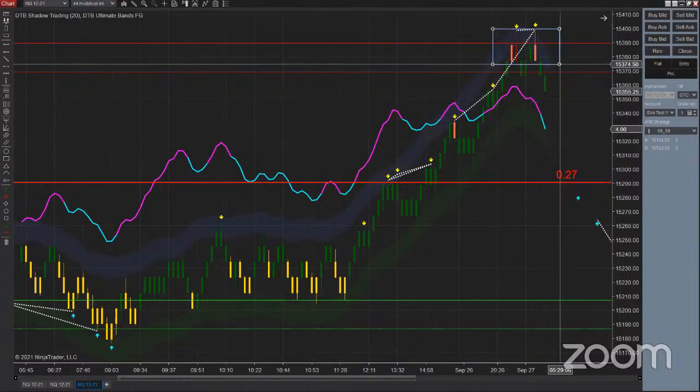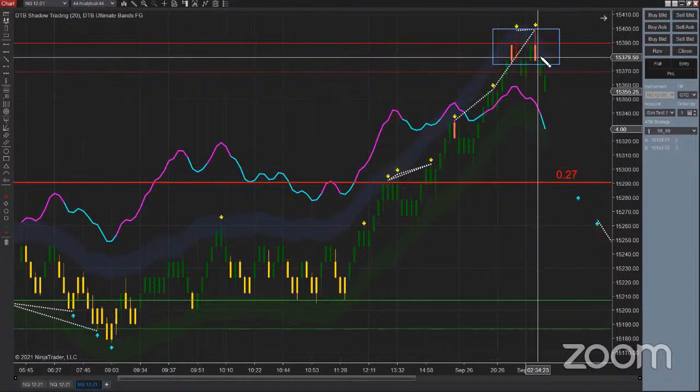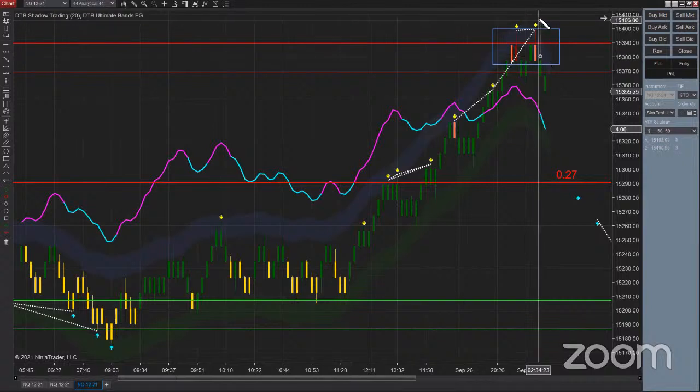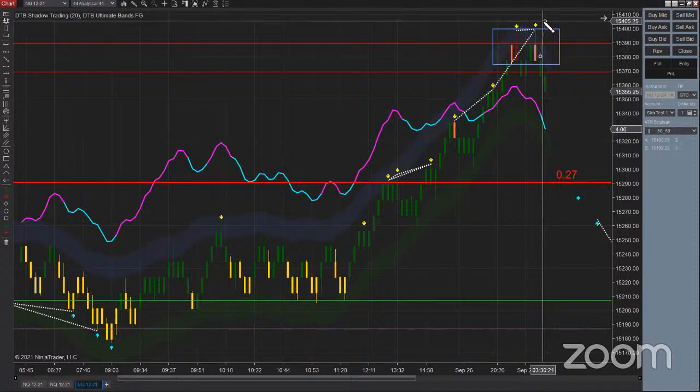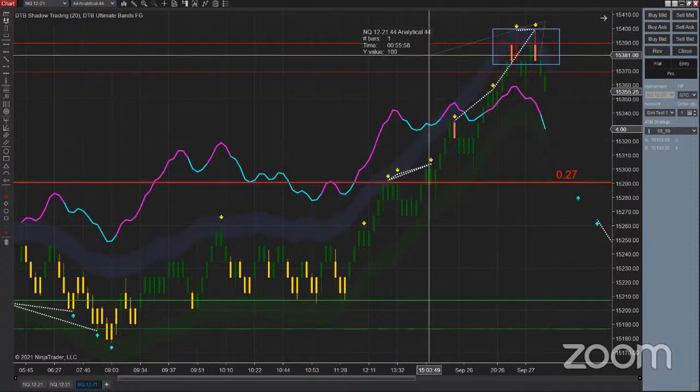So even entering in this zone over here, even if you're entering in the middle of the zone and you're putting your stop above the arrow that you are looking at, it's at least a 100 tick stop.